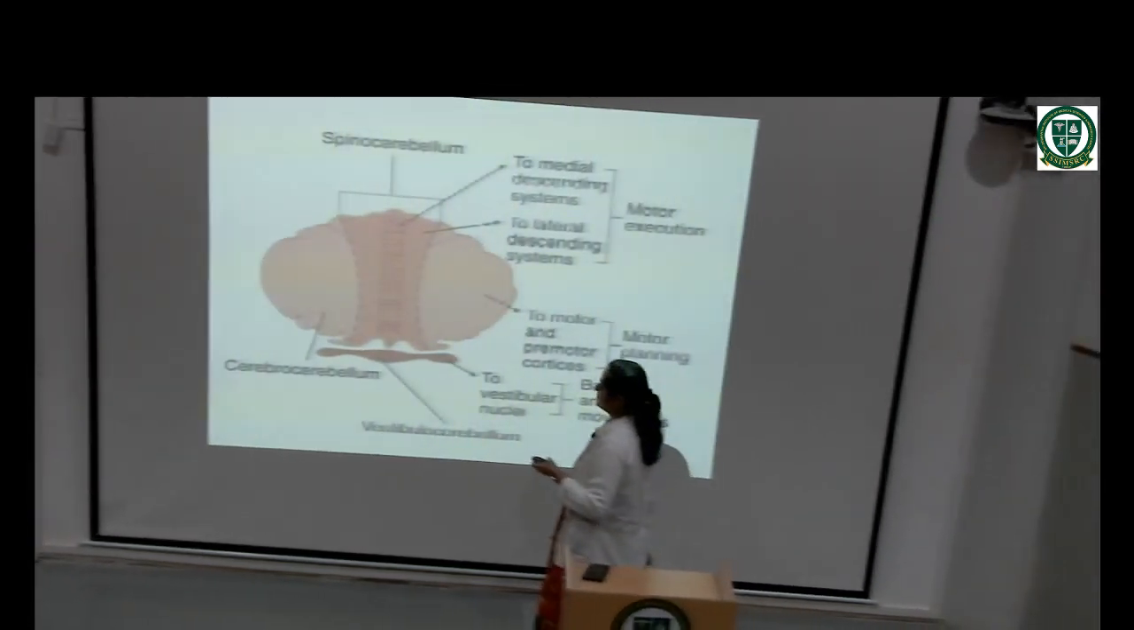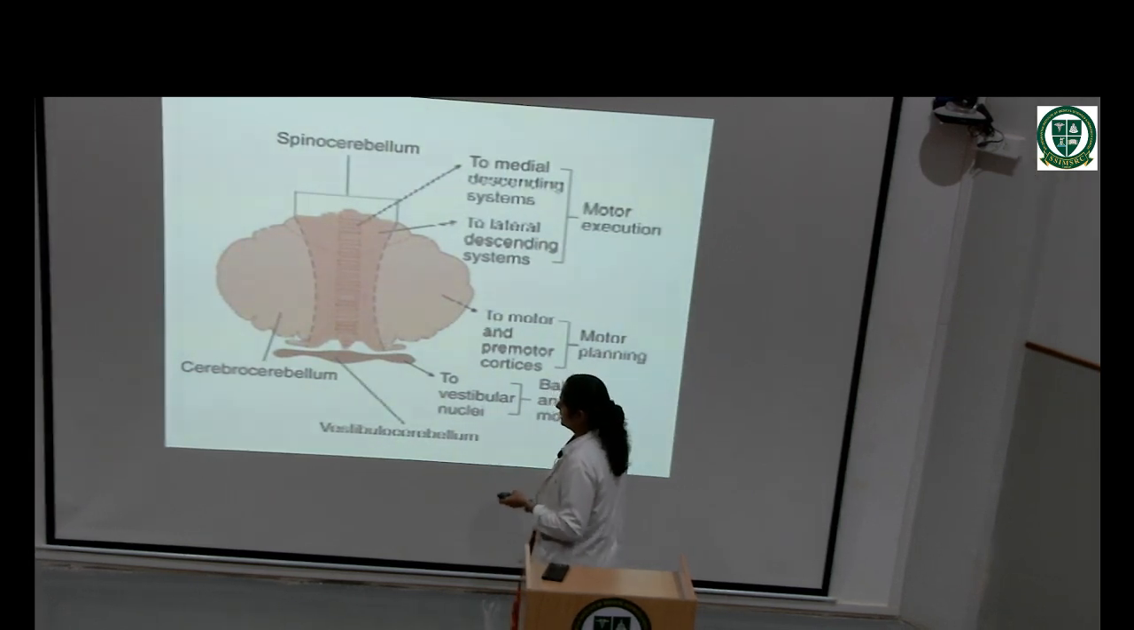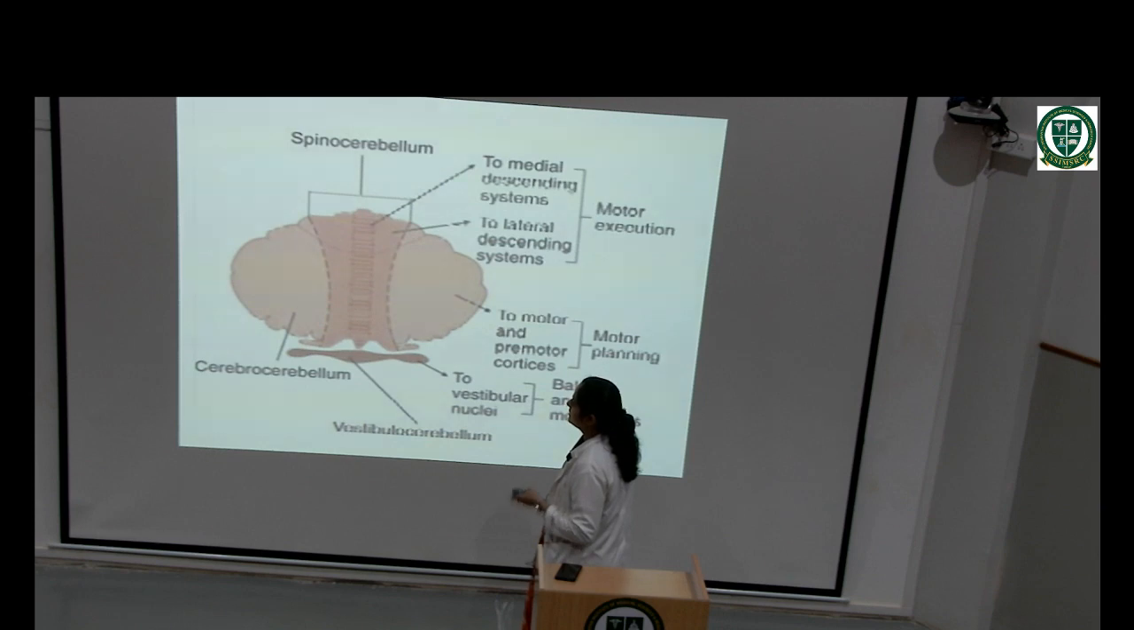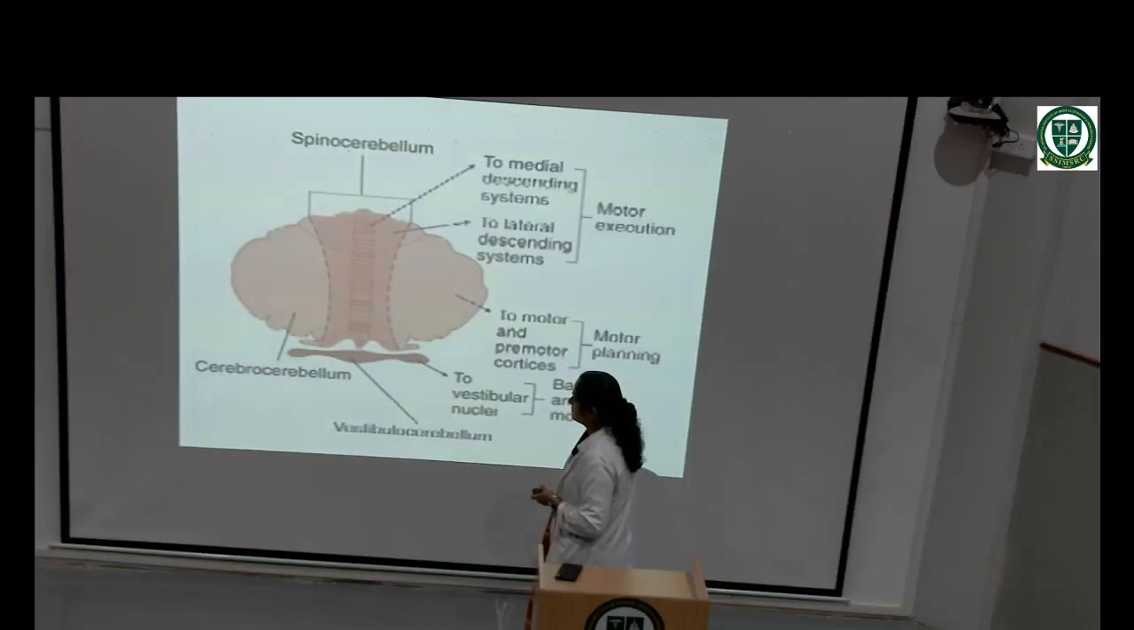For example, if you are going to type something onto your computer, how the typing should be done and at what speed, all that is planned by your lateral zone, but the actual execution is brought about by the median zones of the cerebellum. So you should make a note here: both planning and execution, in accordance with the cerebrum, are carried out by your cerebellum. So for all your motor activity to occur smoothly, the cerebellum is very, very important.